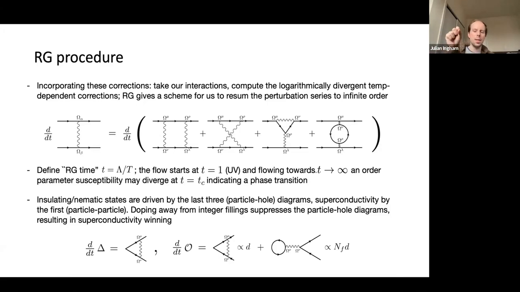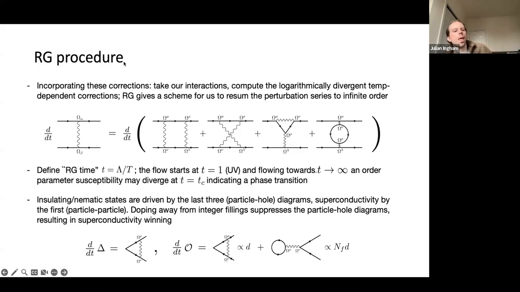So right when we sit at the band touching point, where we have this symmetry between the upper band that's quadratic and the lower band that's quadratic. So when we dope above integer fillings, where we're sitting inside the upper band rather than the lower band, we break this particle hole symmetry, and this cuts off the logarithmic divergence in these three diagrams.